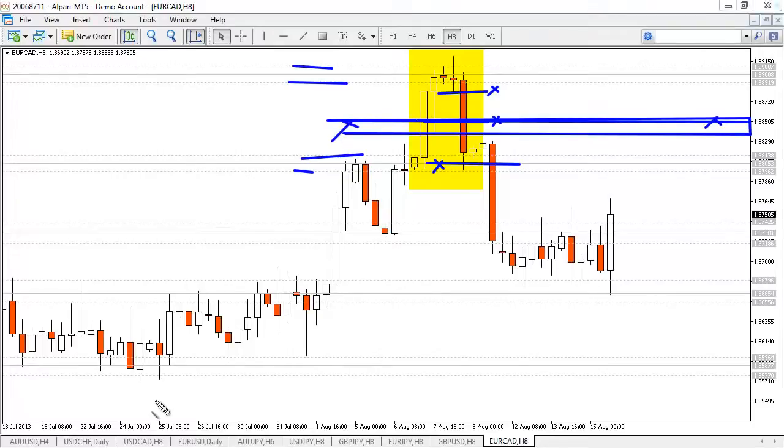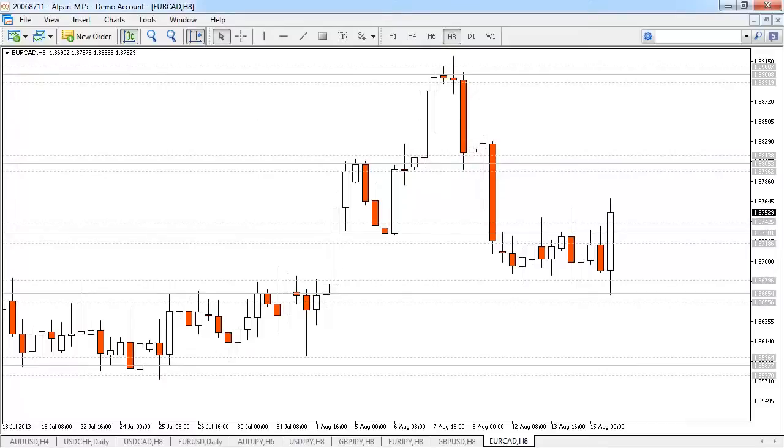Some people in the advanced course, they do just outright target the next support area every time. They don't take profit anywhere in the middle. They outright target the next support area every single time. And it works for them overall. But for me personally, I just take some profit out around about the middle. So I hope that answers your question.